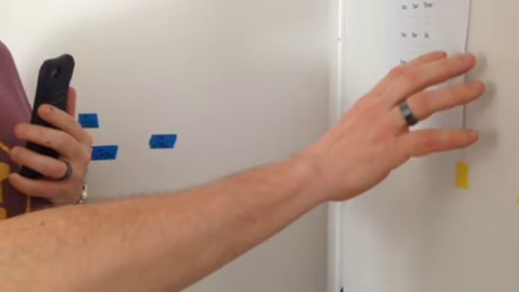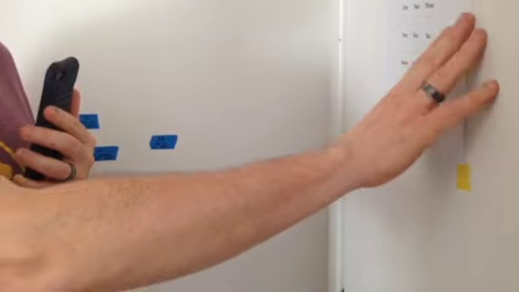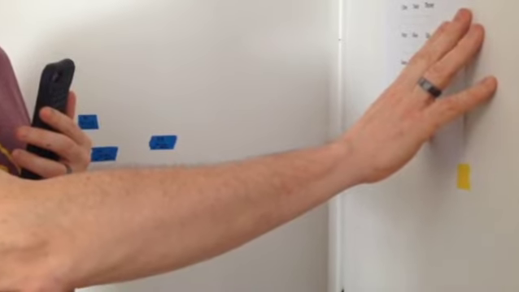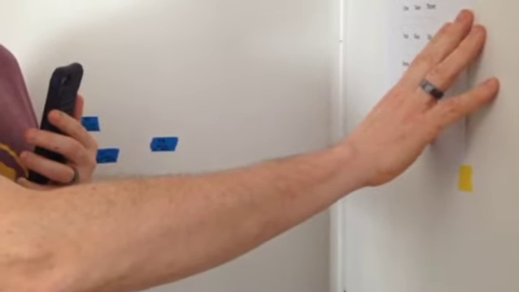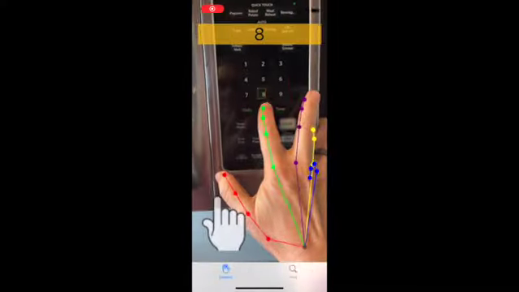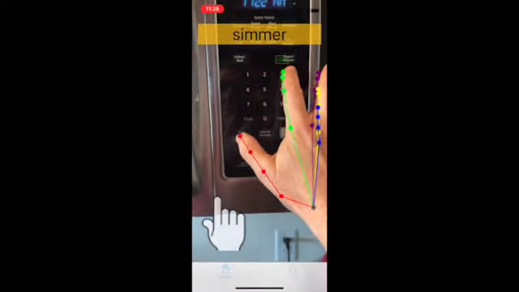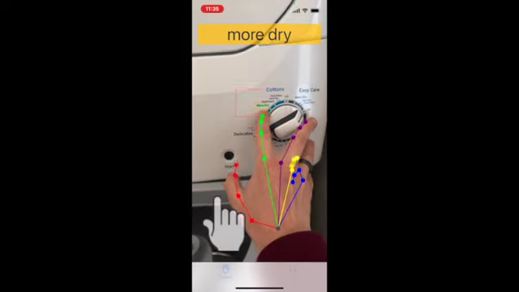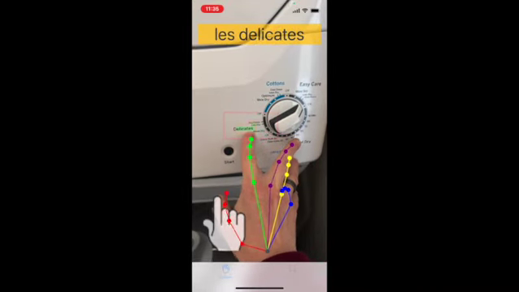I hold the phone in my non-dominant hand close to my body. Then I hold my dominant hand out in front of me in view of the back-facing camera. Hand recognition works best when your exploring dominant hand is farther away from the camera. There's a link in the description for a video explaining hand positioning.